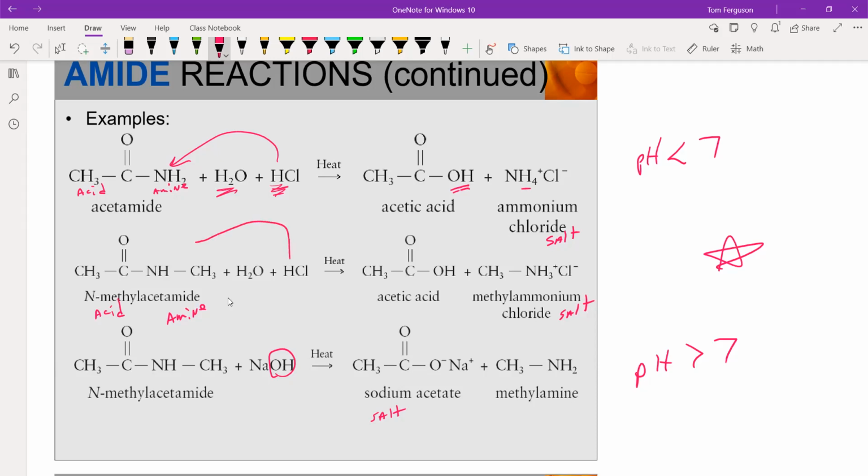Same with this. We end up with the ammonium chloride and the acid. And again, in this environment here, it's an alkaline or basic environment. So what happens now is that the acid that would form normally, the hydroxyl ion will take that hydrogen, form water. And you'll end up with the salt of that acid. And you'll end up with a non-ionic amine.